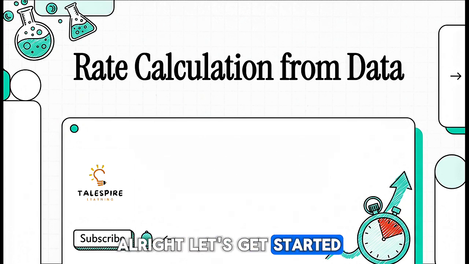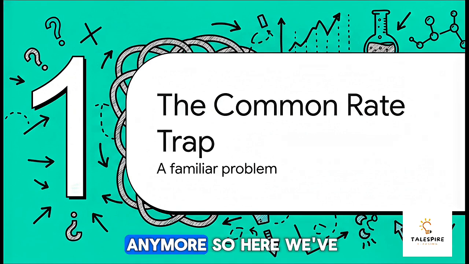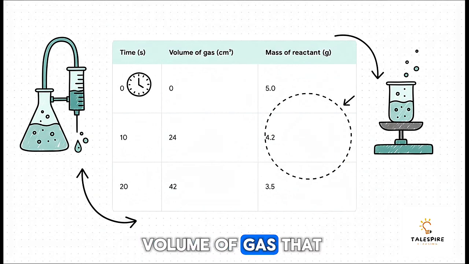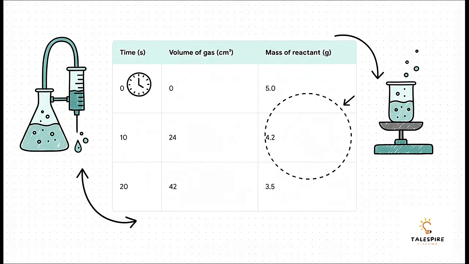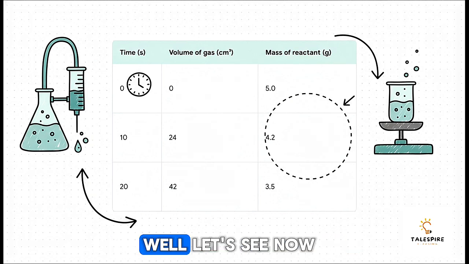All right, let's get started. Let's just dive right in. We're going to look at a classic WAEC style question, the kind that trips up so many students, but not you, not anymore. Here we've got a table. A student recorded the volume of gas that was produced and the mass of the reactant that's left over time. The question looks simple: calculate the average rate in the first 10 seconds. Seems easy enough, right? Well, let's see.